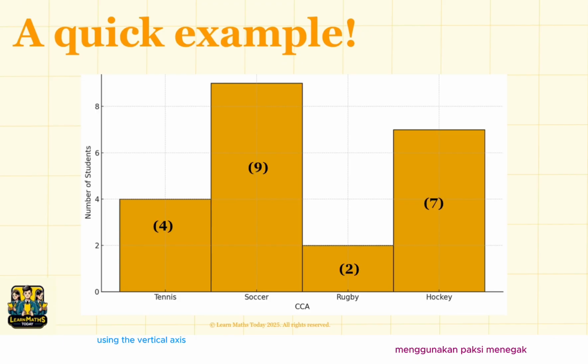Using the vertical axis, we can see that the number of students who take tennis, soccer, rugby, and hockey is 4, 9, 2, and 7 respectively.